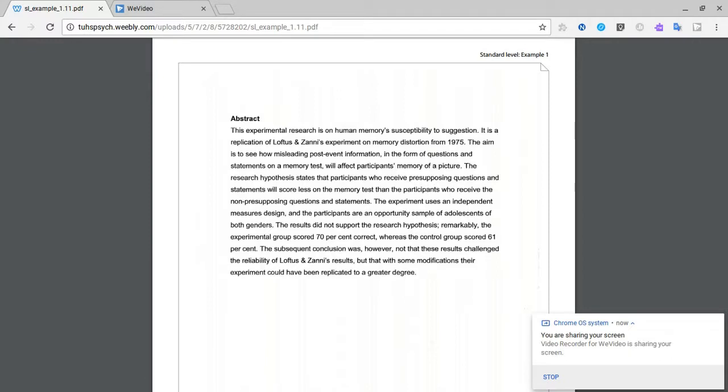The results did not support the research hypothesis. Remarkably, the experimental group scored 70% correct, whereas the control group scored 61%. The subsequent conclusion was, however, not all these results challenge the reliability of Loftus and Zanni's results, but that with some modifications, their experiment could have been replicated with a greater degree.